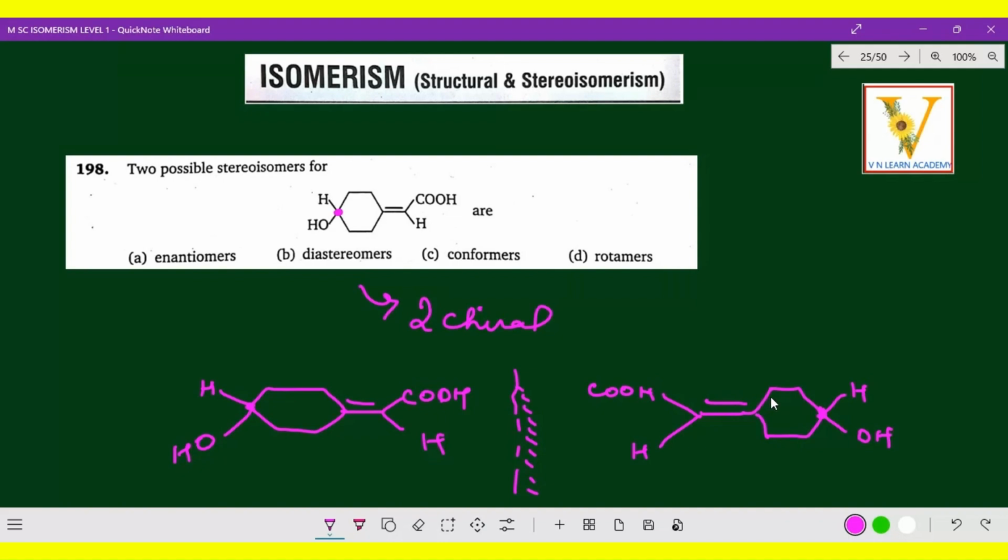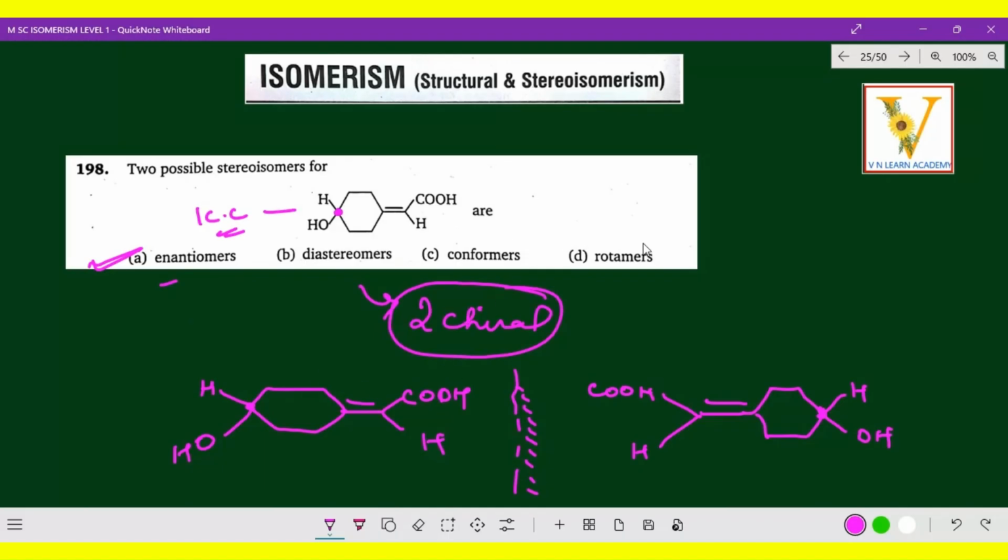Enantiomers come under non-superimposable mirror images. So 100% this is option A. Option B, diastereomers: a minimum of two chiral centers has to be present here, but only one chiral center is available, right? So only this is possible. Hope you got the clarity.